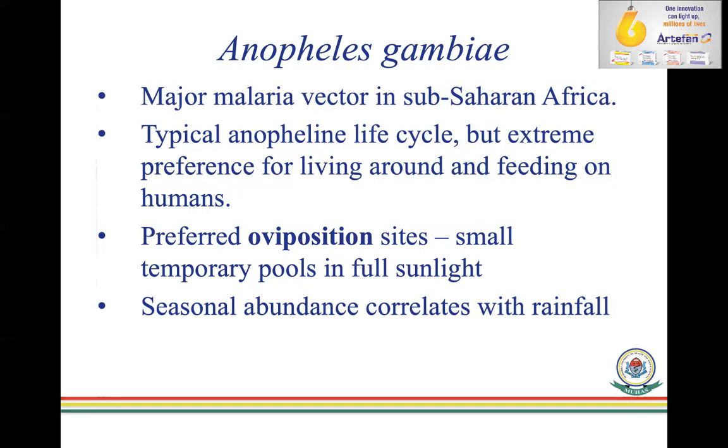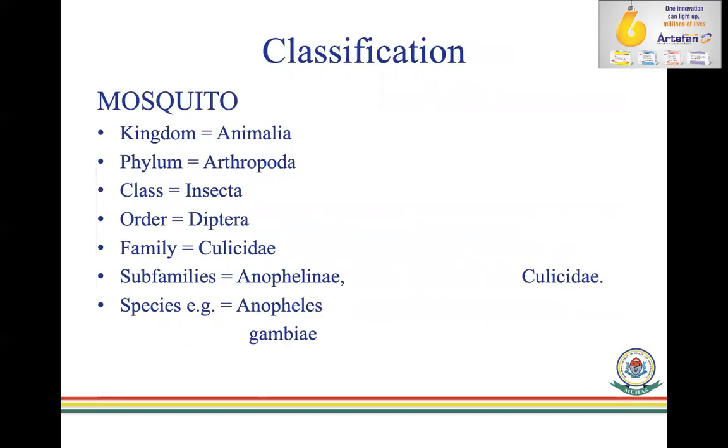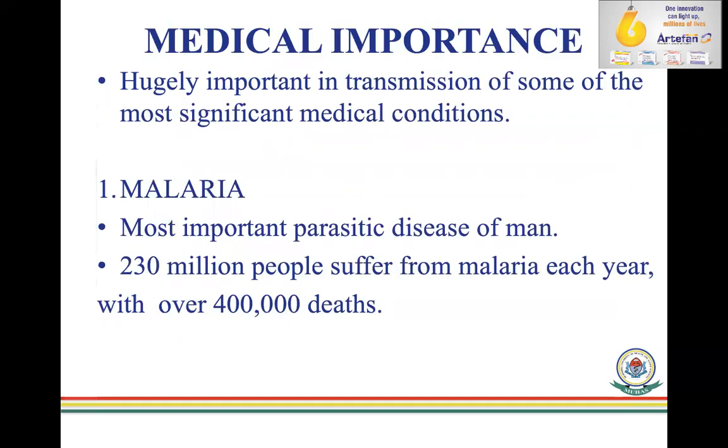What also matters is where they like to lay their eggs, or their preferred oviposition sites: whether they like to lay their eggs in small temporary pools, or in rain water, or flowing rivers, or in salt water or not. Mosquitoes are within the animal kingdom, phylum Arthropoda, class Insecta, order Diptera, and there are different species, for example Anopheles gambiae. This is what we're discussing tonight.